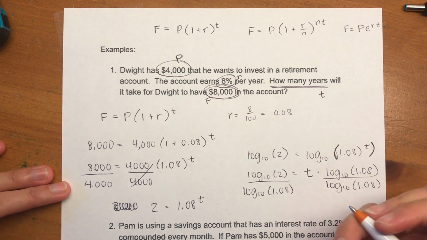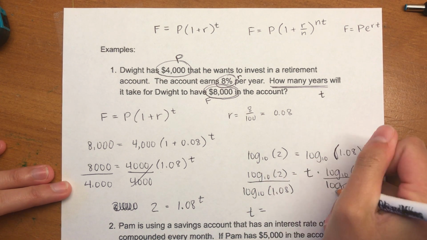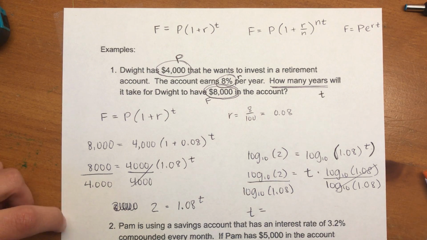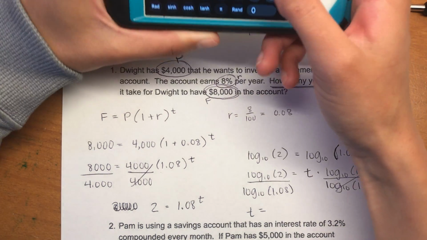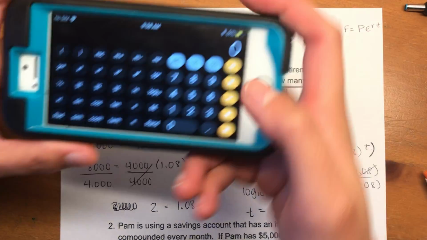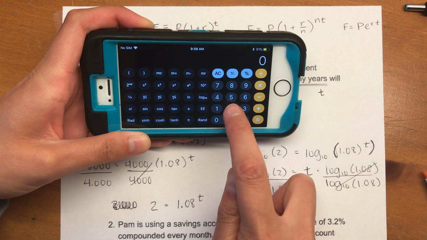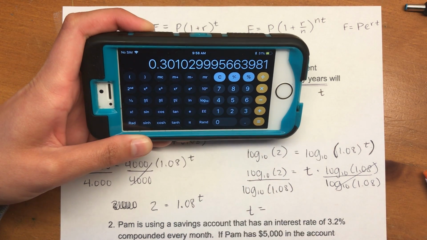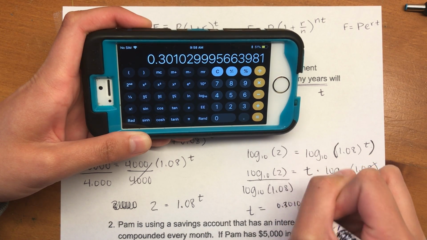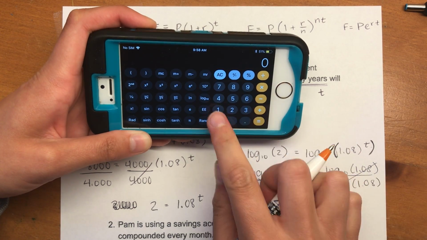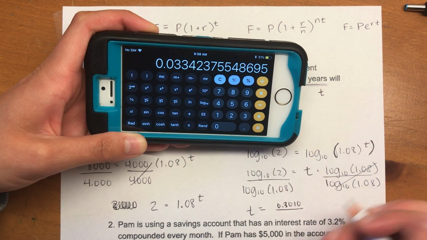So I will get t equals the log base 10 of 2 over the log base 10 of 1.08. And I'm going to use my calculator to actually compute that value because we want to know the exact number of years, right? So I'm going to say, okay, my first input is 2, and then I'm going to say log 10. So that's 0.3010, and then I have 1.08, and I'm going to hit log base 10.